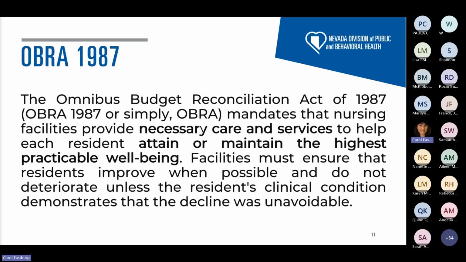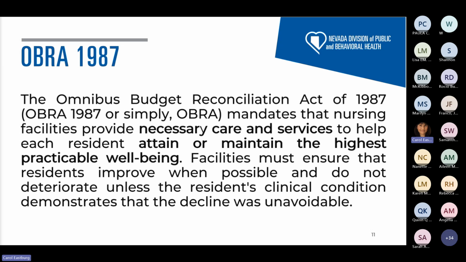The Omnibus Budget Reconciliation Act of 1987, or OBRA for short, mandates that nursing facilities provide all care and services necessary to help each resident attain or maintain their highest possible level of well-being. Each facility must ensure that their resident improves when possible, such as in the case of recovering from surgery or an accident that resulted in injury, and that they do not deteriorate unless it's unavoidable. For example, a chronic degenerative disease or a terminal illness.